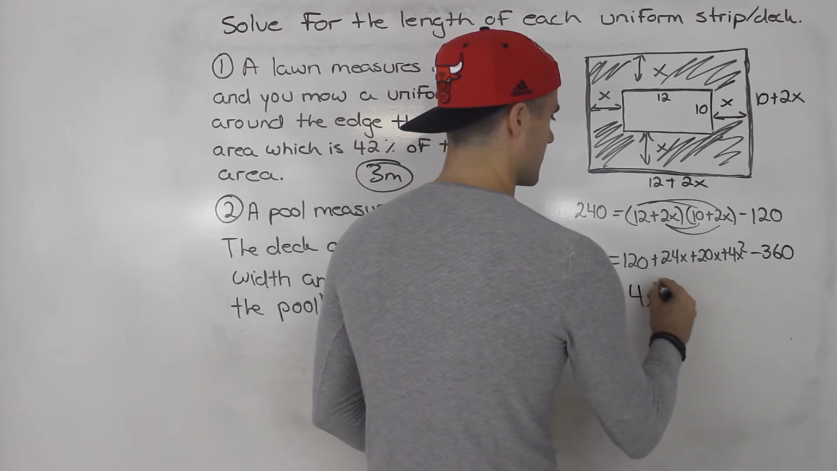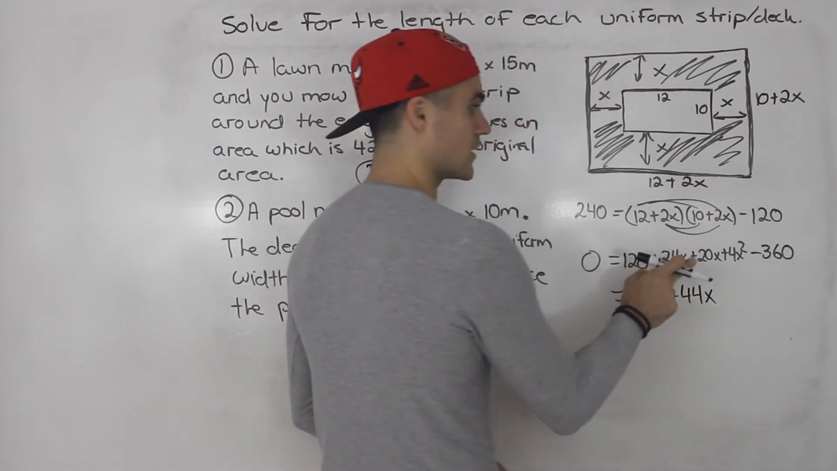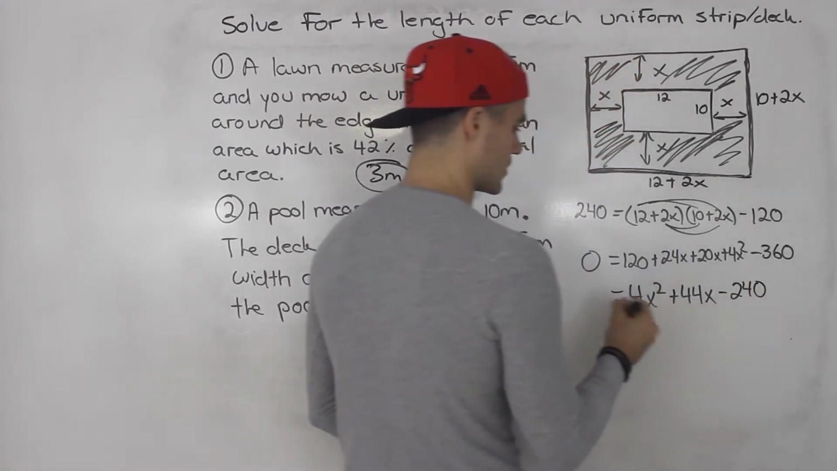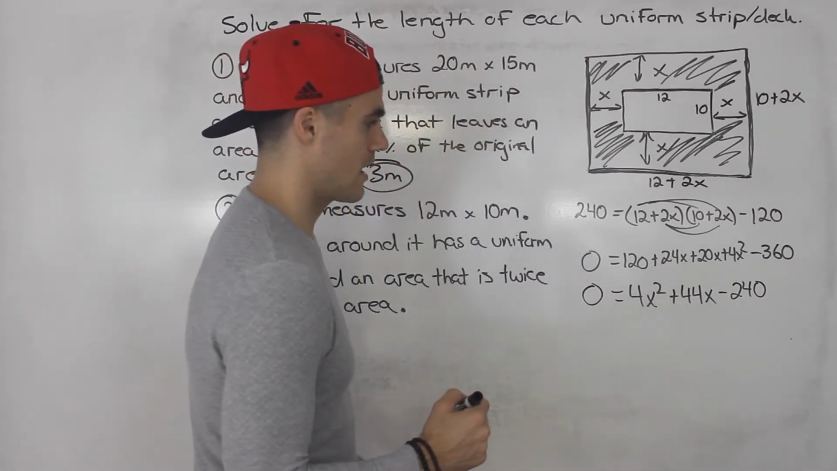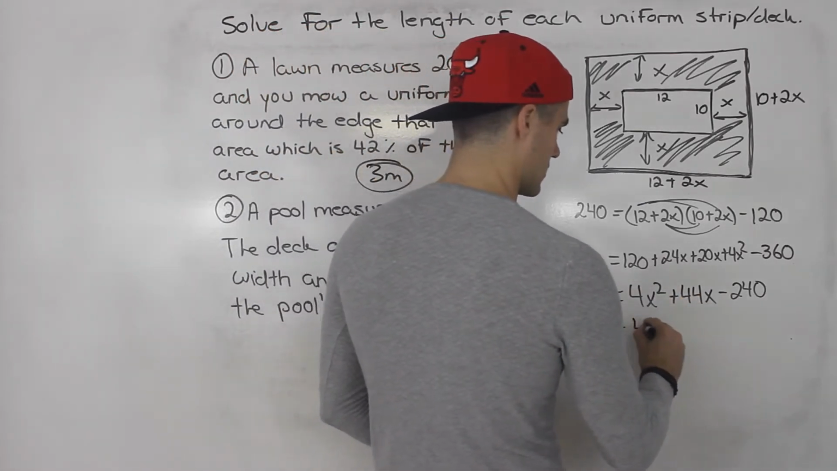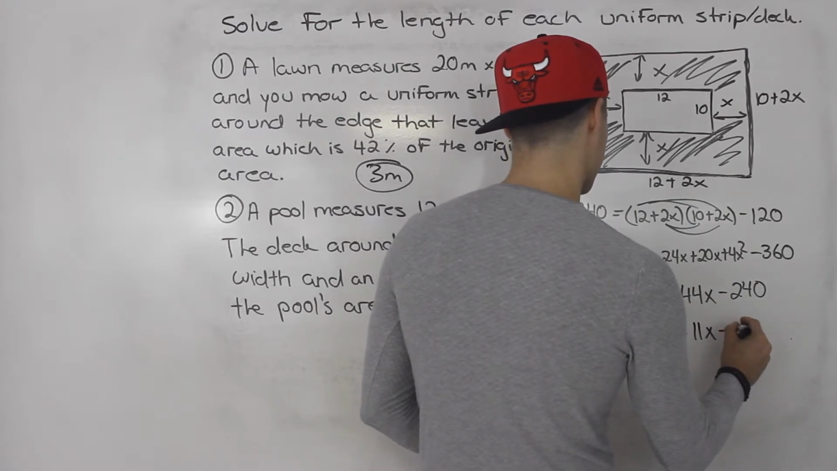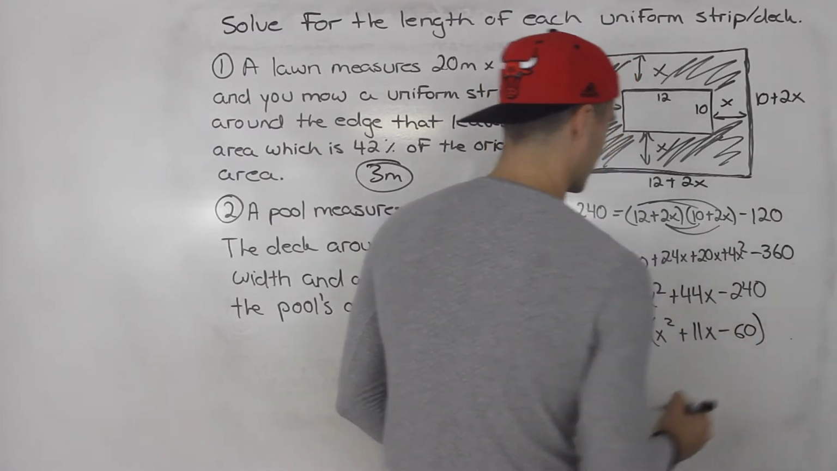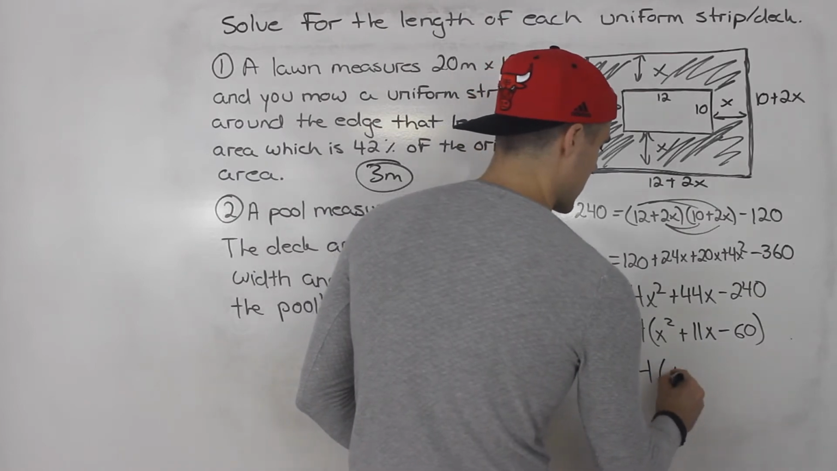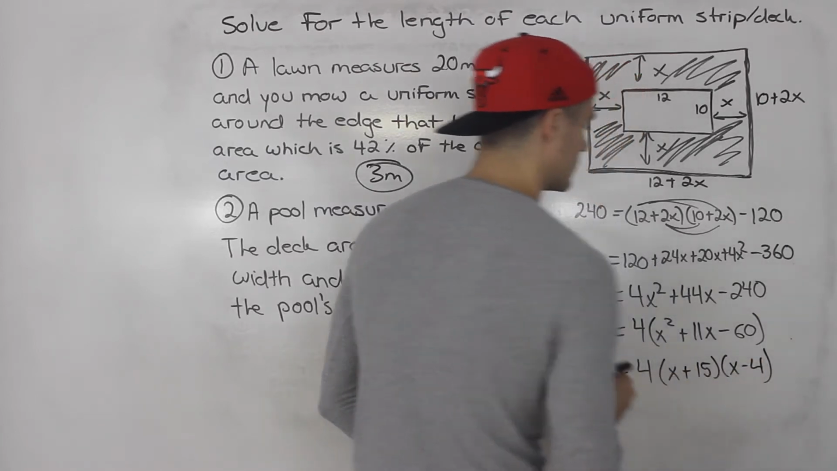So we'd have 4x squared. 24x plus 20x would give us 44x. 120 minus 360 would give us minus 240. And now we have a quadratic equation that we could solve. You could throw it in the quadratic formula, but I'm going to try to factor it. So take out a 4. This would be what, 60? And then this will factor into x plus 15, x minus 4.